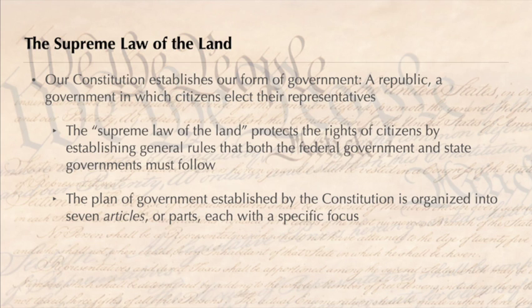Following the preamble, the framers laid out a plan for our government. This plan is organized into 7 parts called articles. Some of the key ideas in the articles are described in the following video.